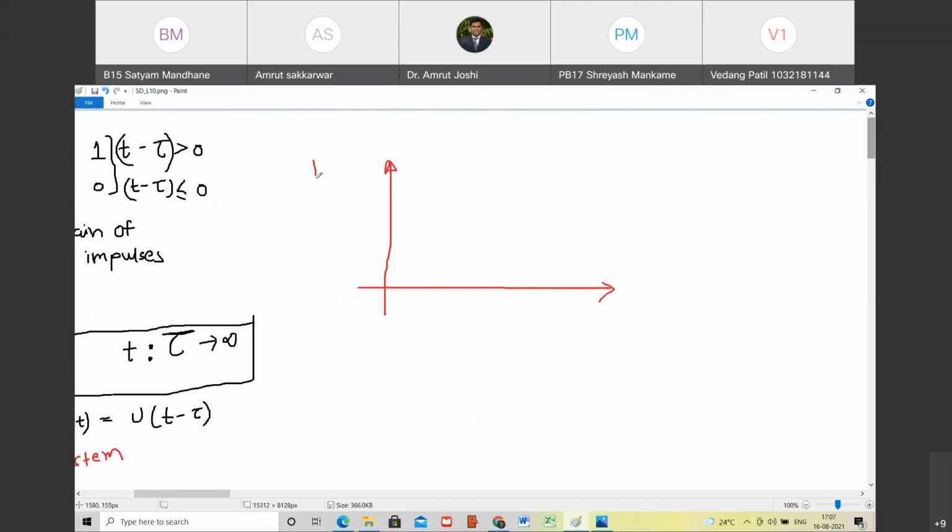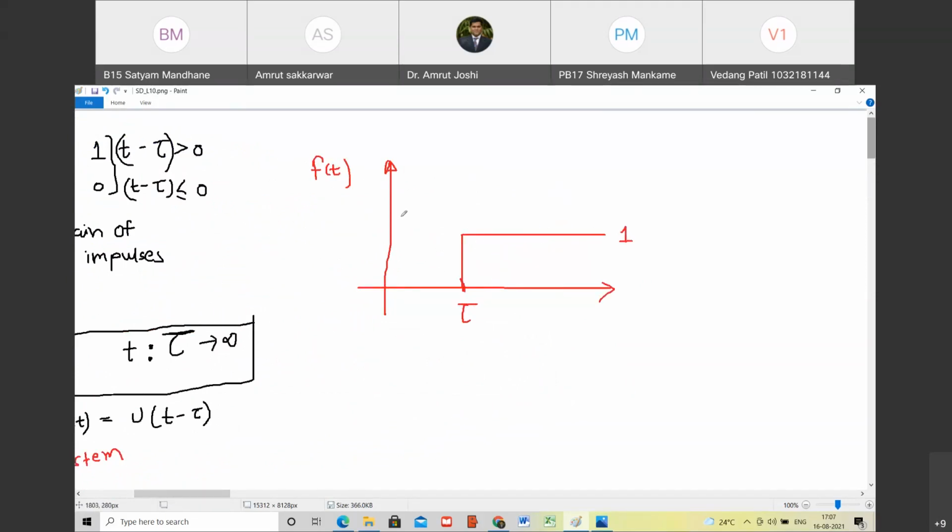How does f of t look? Tell me. f of t looks something like this. At time tau, it shifts from 0 to 1. Do you agree with me? Yes, sir. So what is the value here? It is 1. And before this, what is the value? It is 0.